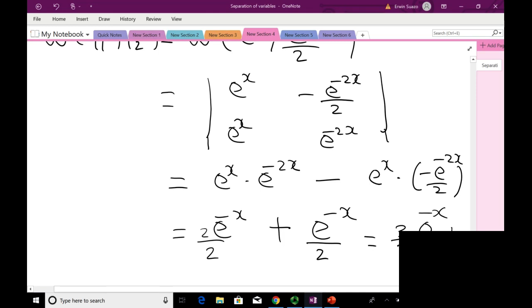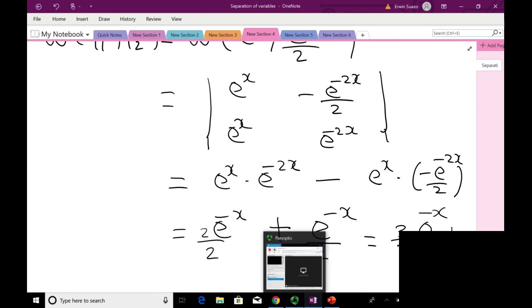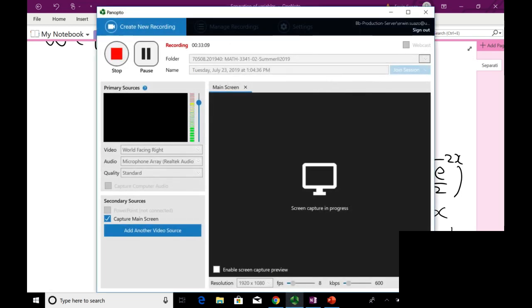Okay? So we can stop this video here. That's the end of finding the Wronskian of independent functions, and also finding a second linearly independent solution.